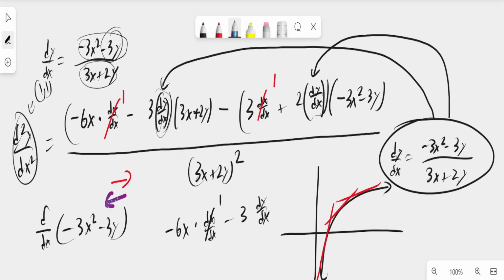But the only reason, so let's say part A told you to find the derivative at that point, but part B told you just to find the second derivative in general, you wouldn't be able to plug in the point here. You would have to plug in this expression into it, because that slope only applies to that point. Does that make sense?